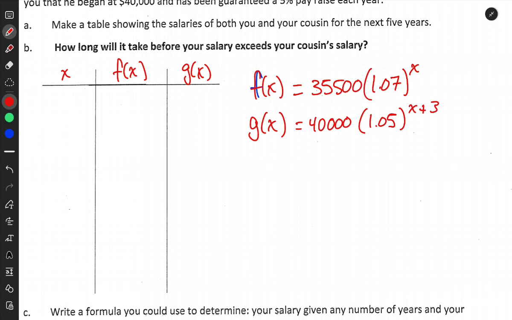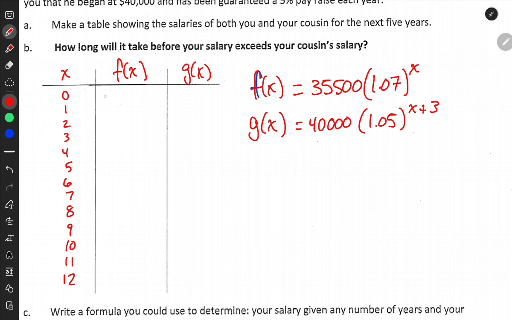So I'm going to enter 35,500, enter, and I'm going to go times 1.07. So 35,500 times 1.07. And I'm starting to get numbers here. So when you start, and then 1 year, 2 years, 3 years, 4, 5, 6, 7, 8, 9, 10, 11. I'll stop at 12.